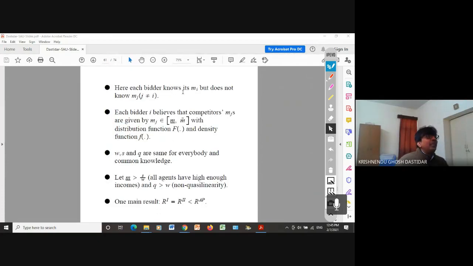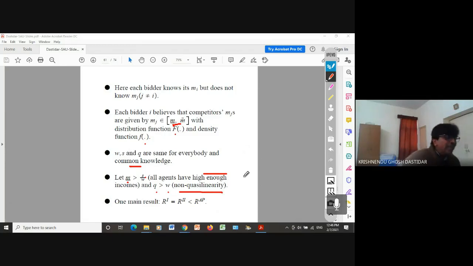So here each bidder knows its own M_i but does not know others' M_j, so it believes that others' M_j are distributed over this range with distribution function F, identically and independently. W, S, and Q are the same for everybody and common knowledge. We assume all agents have high enough income. For that, we need M lower bar, the lowest income, to be greater than K, and Q strictly greater than W, non-quasi-linearity.